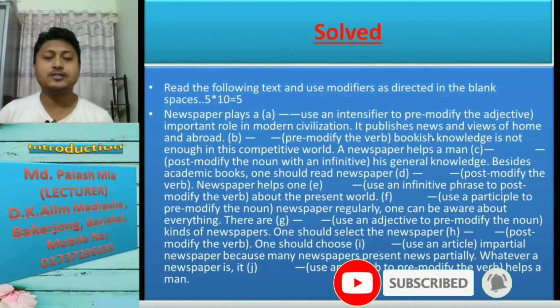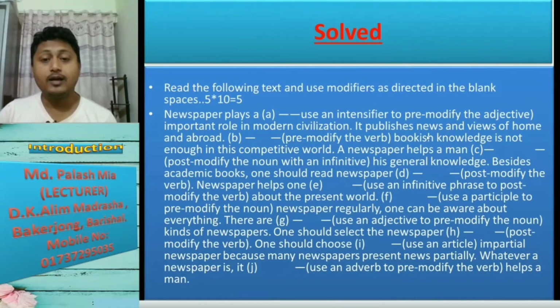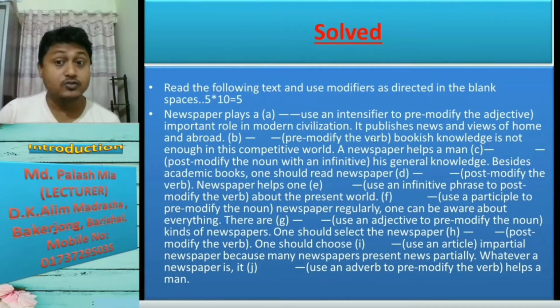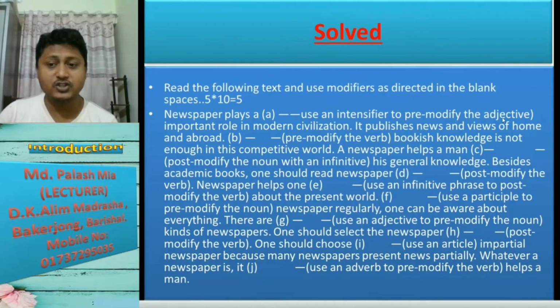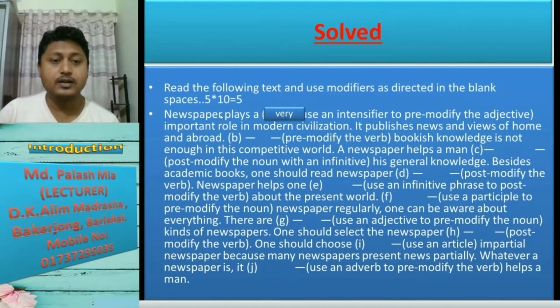First time, we will just read and try to solve it. Newspaper plays a very important role. Here in brackets there is a direction: use an intensifier to pre-modify the adjective. So usually we can easily understand: an adverb modifies an adjective. So here, very. The sentence is: newspaper plays a very important role in modern civilization.